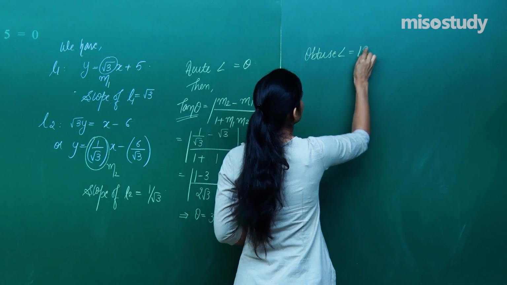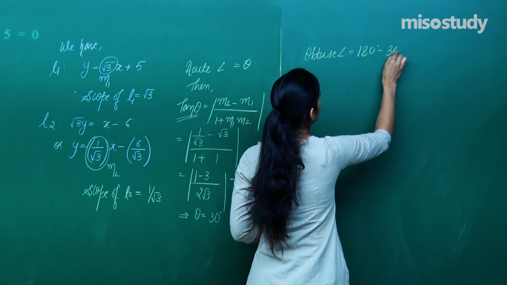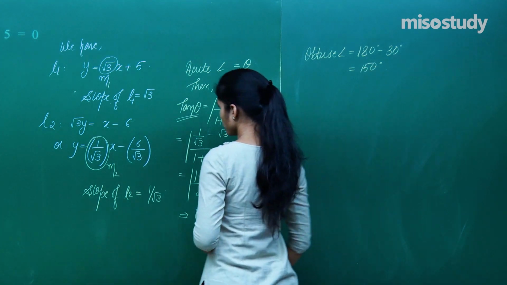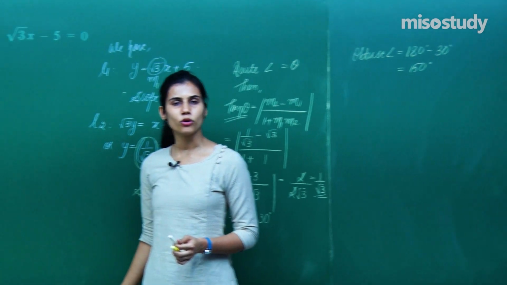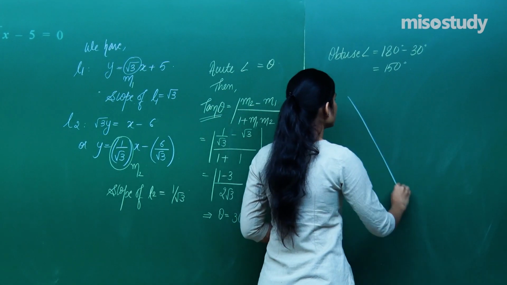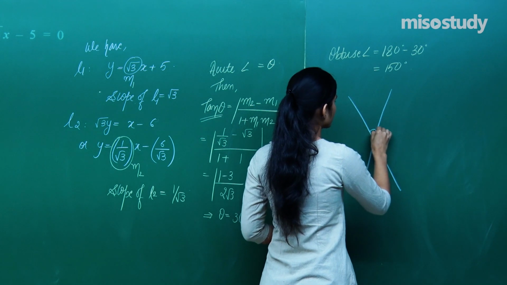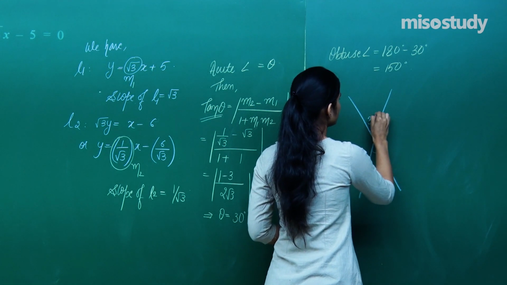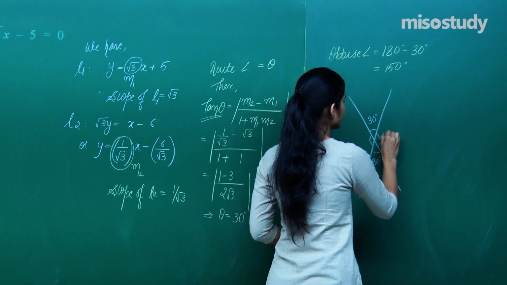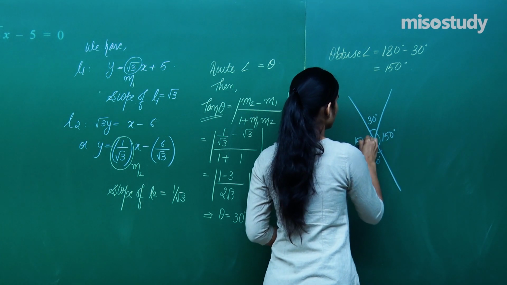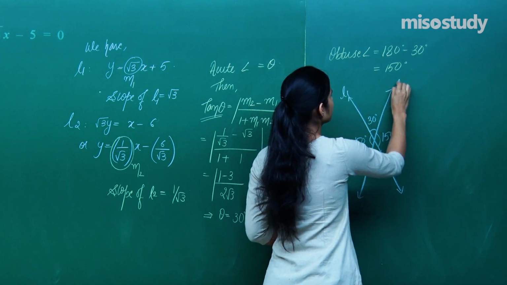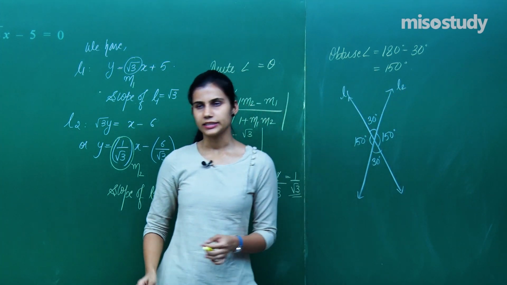Obtuse angle is 180 minus acute angle, which is 150 degrees. So you have acute angle, you have obtuse angle, both as the angles between the two lines. Basically what you're getting is that if these are my two lines, then this acute angle is coming out to be 30 degrees vertically opposite, and the other pair of vertically opposite angles is coming out to be 150. That's line 1, that's line 2. That's the scenario you are getting.